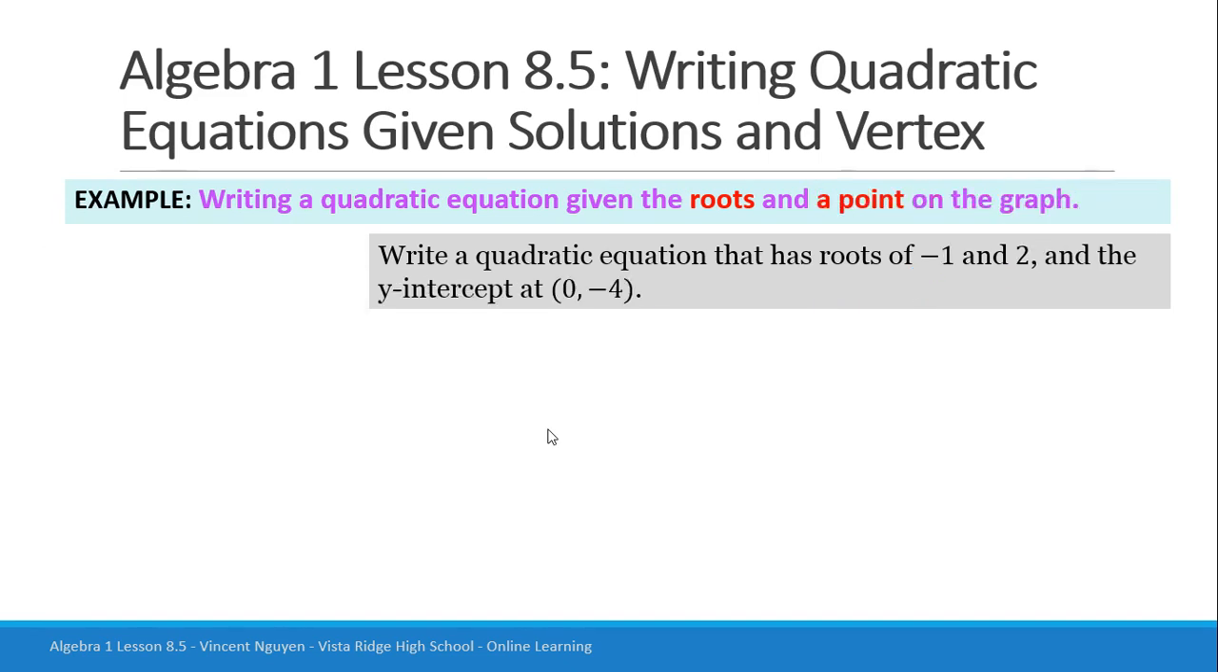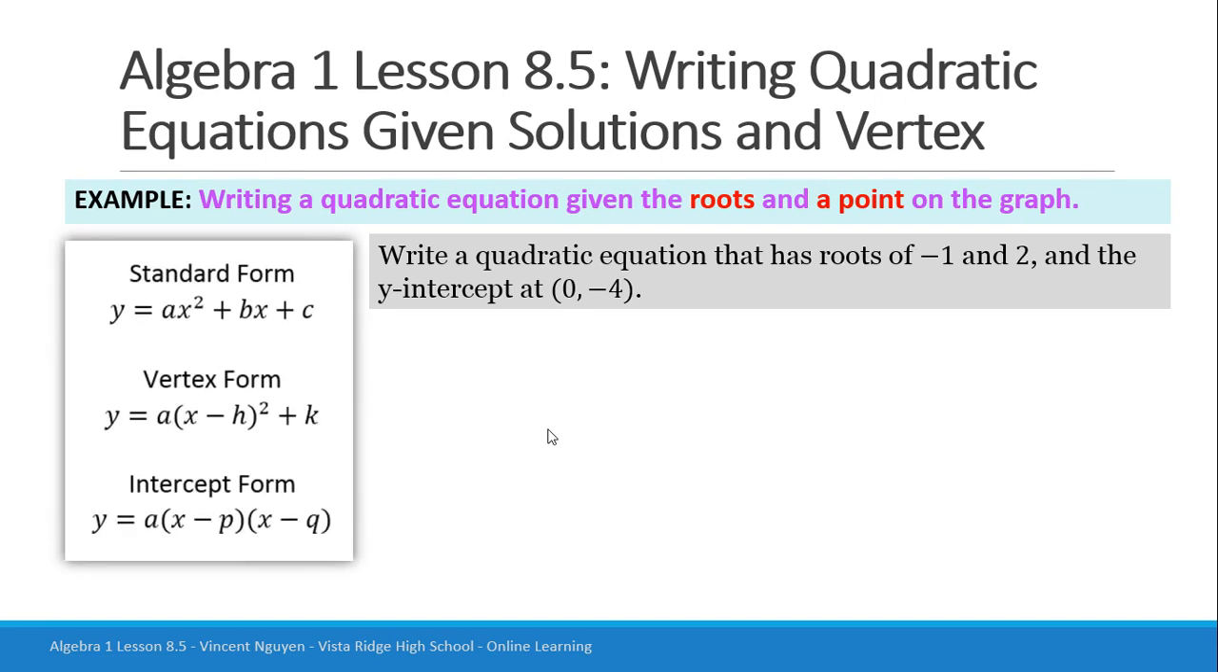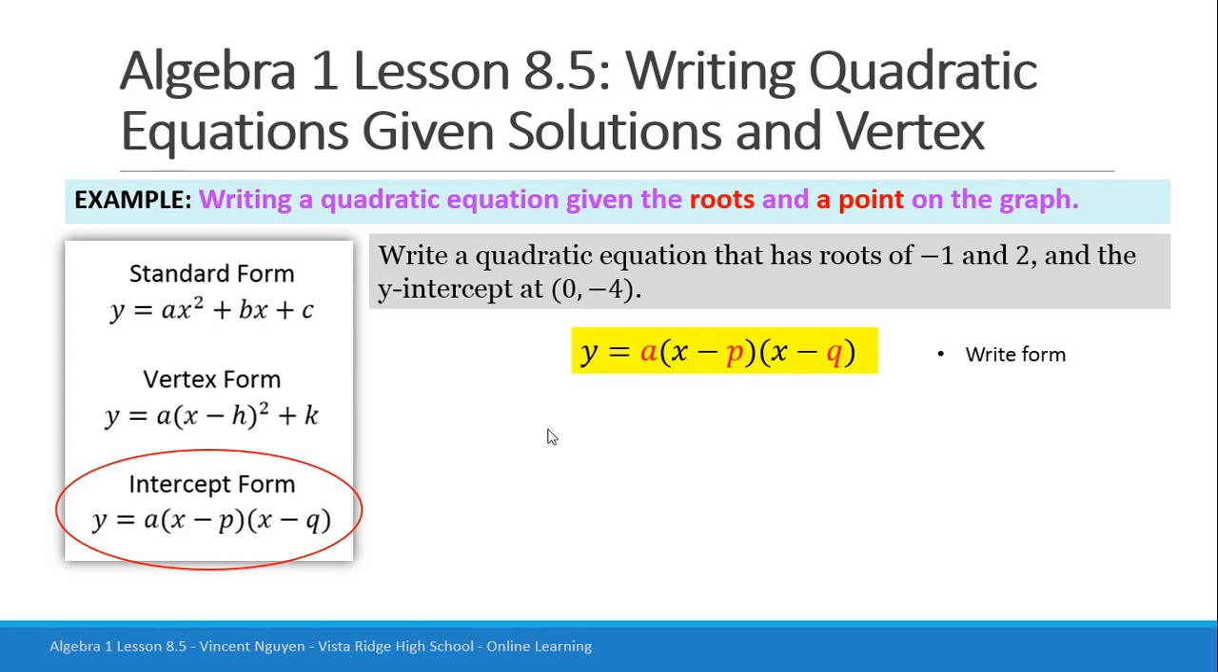Next example, we're going to look at one that gives us the roots of -1 and 2 and a y-intercept. So in this problem, it's not giving us the a value. It's giving us the roots and a point on the graph. And this point happened to be the y-intercept. So which form do we start with? Well, because they give us the roots, we should start with the intercept form because the x-intercepts are the roots, right? So write the form.